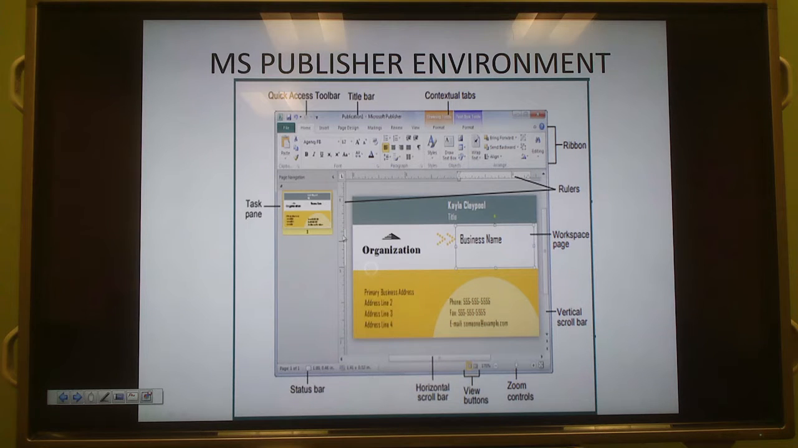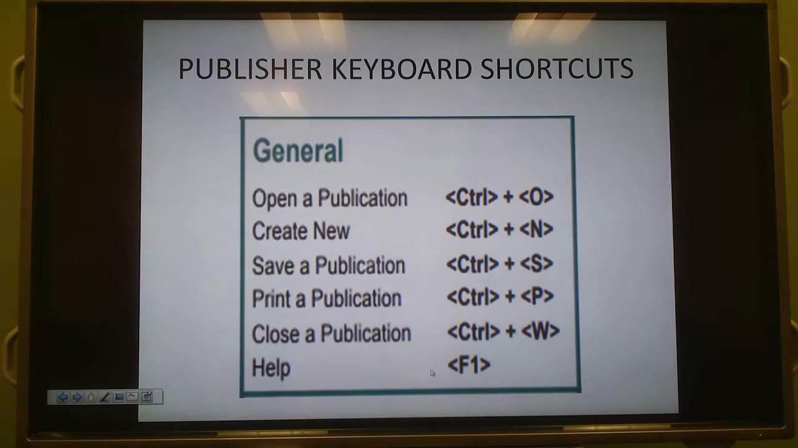Then you've got rulers on either side, and you've got your horizontal slider bar and your vertical slider bar. This is a little task pane so you can see what you're working on. And then your status bar below. And then these are your view buttons so you can look at it full screen and stuff. And then you've got your zoom controls down here. And again, it's similar to Microsoft Word, the keystrokes that you can use for shortcuts.